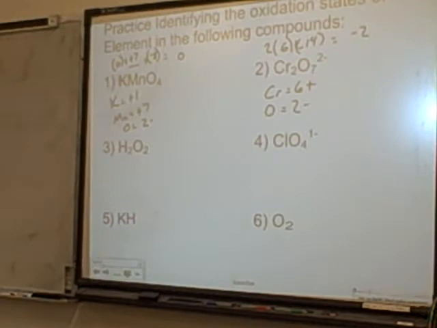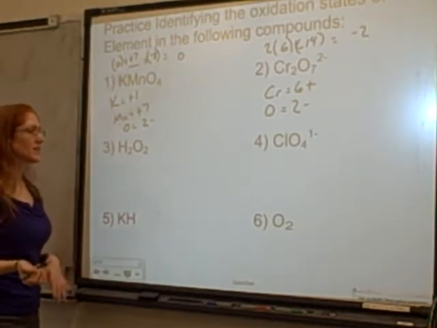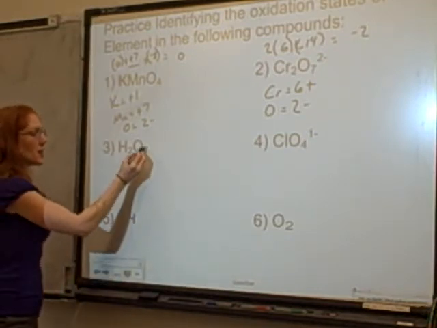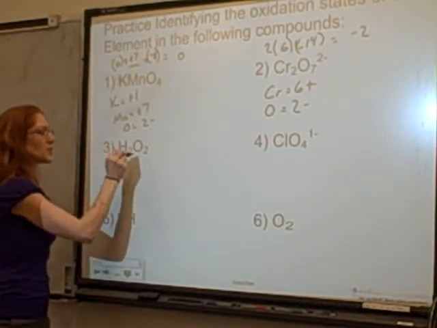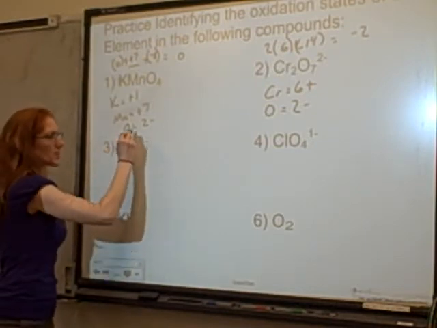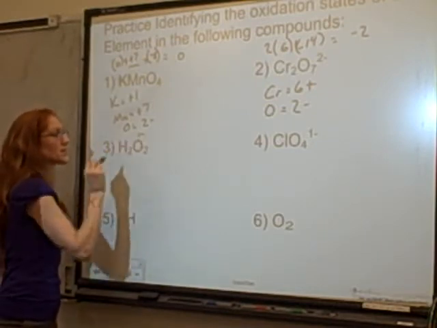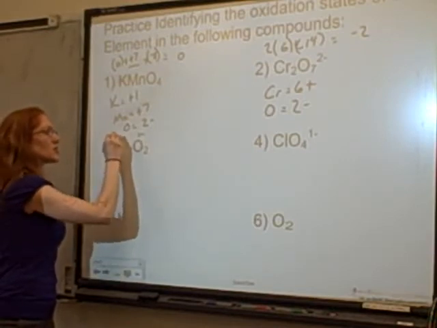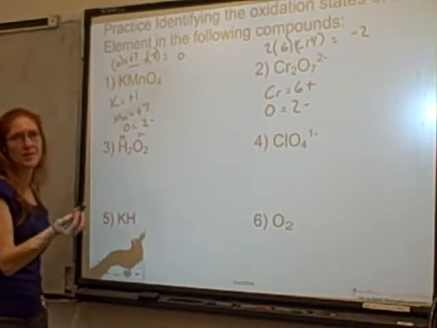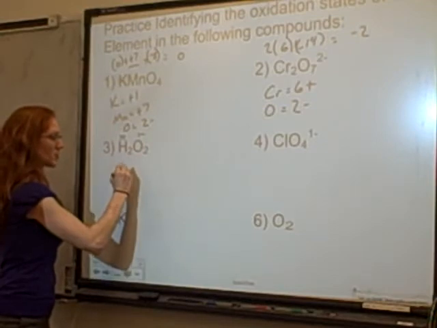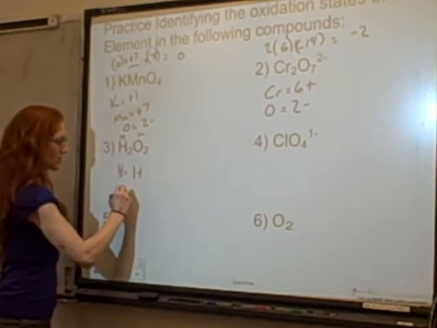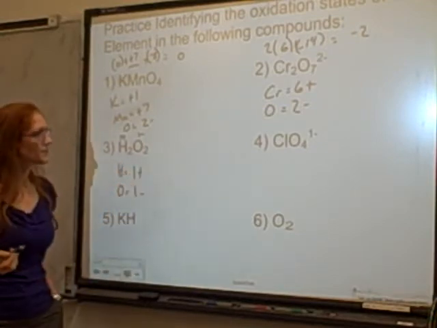Then H2O2. It's clearly weird because I'm used to H2O. This is a multiple of O2, so this must be peroxide. That means each oxygen is a 1 minus, and each hydrogen is going to be a 1 plus, and they'll balance each other out. So H equals 1 plus, O equals 1 minus.